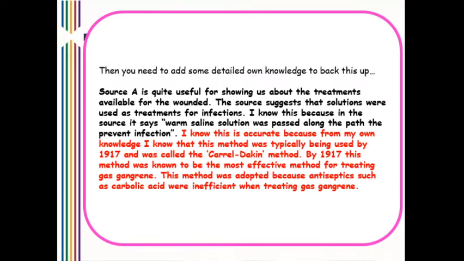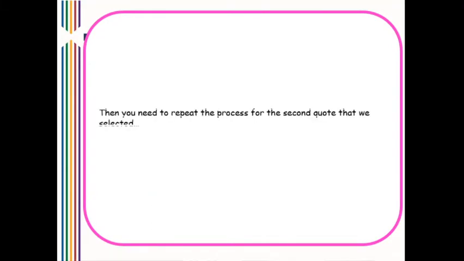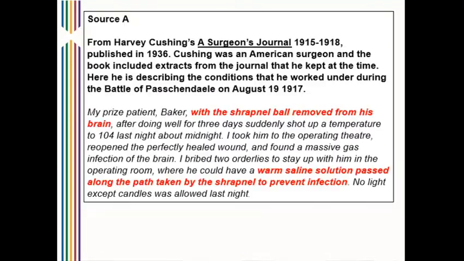Okay, so that's our first little bit done. So we've got a tick for our inference and quote, and we've got a tick for own knowledge. So before we start trying to tackle provenance, we need to then repeat the process for the second quote that we selected. So if you want to have a go yourself first, then I'll show you my example.